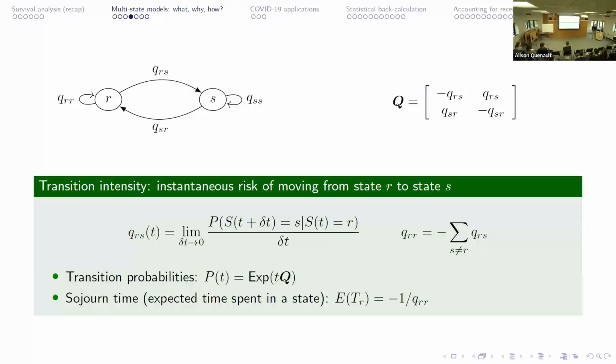We have some nice convenient properties when we're talking about transition probabilities and transition intensities. Probabilities over a time period can be estimated using an exponential function. It's a very convenient property of these multi-state models, particularly Markov multi-state models, although that assumption can be relaxed. Another convenient property is the sojourn time, which is estimated as the expected time to spend in a state. This is the reciprocal, so 1 over the transition intensity for staying in the state. Make sense?